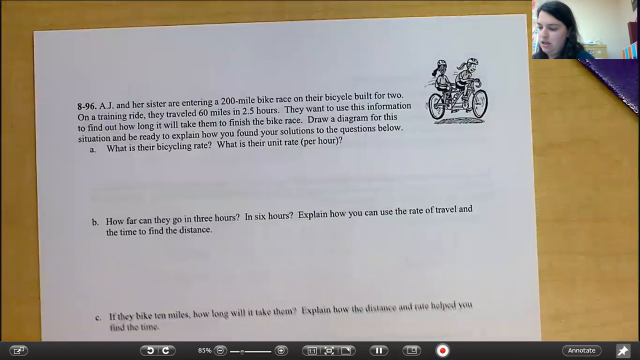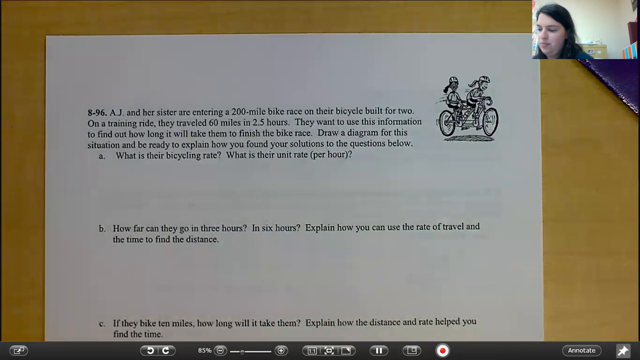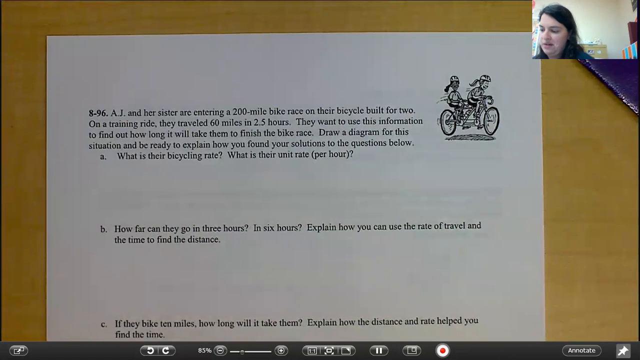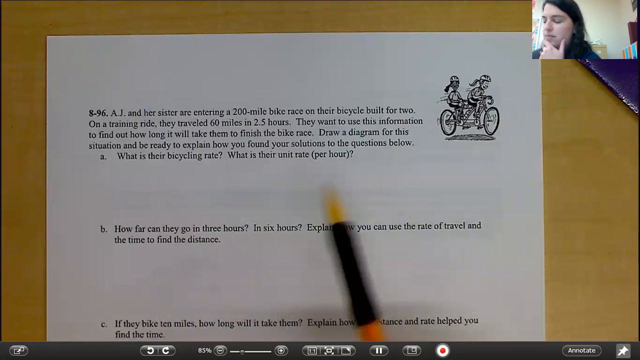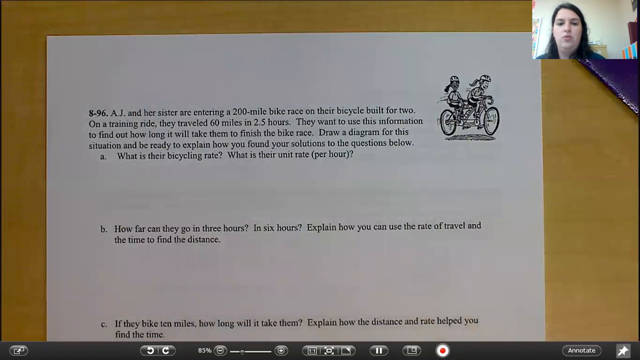If you flip it over, 896 says, AJ and her sister are entering a 200-mile bike race on their bicycle built for two. On a training ride, they traveled 60 miles in 2.5 hours. They want to use this information to find out how long it will take them to finish the bike race. Draw a diagram for this situation and be ready to explain how you found your solutions to the questions below. So if you don't necessarily want to draw a diagram here, that's okay. But I want you to go through and answer parts A through D.